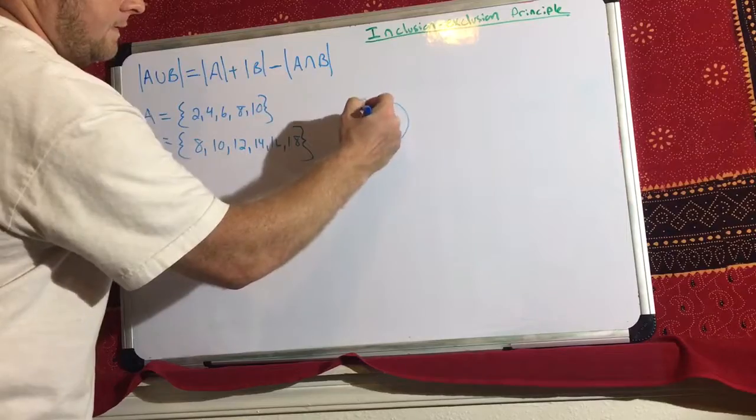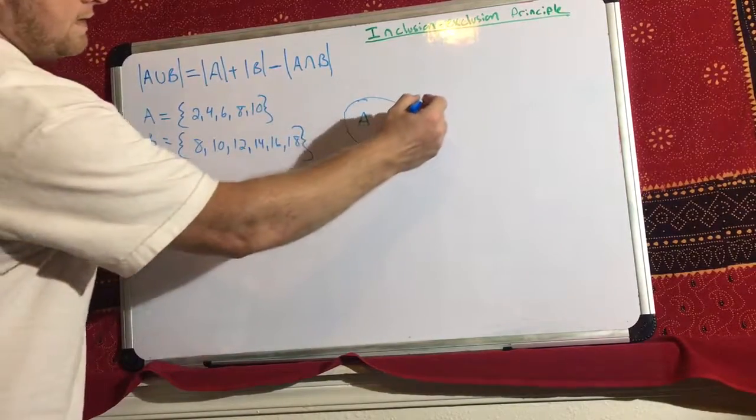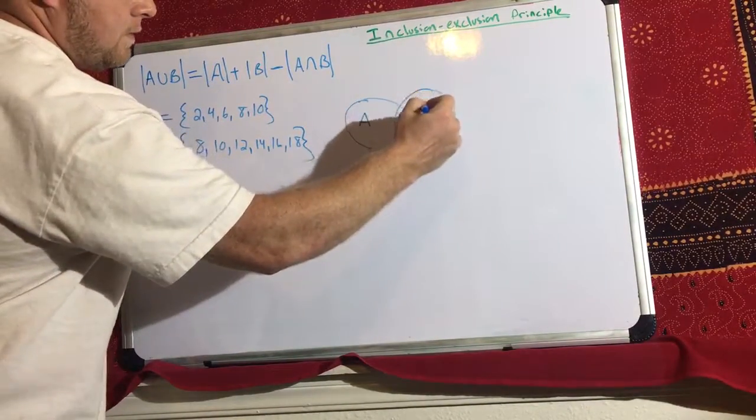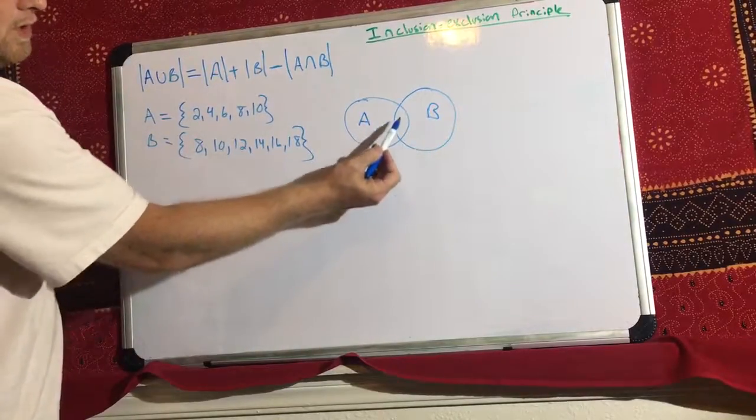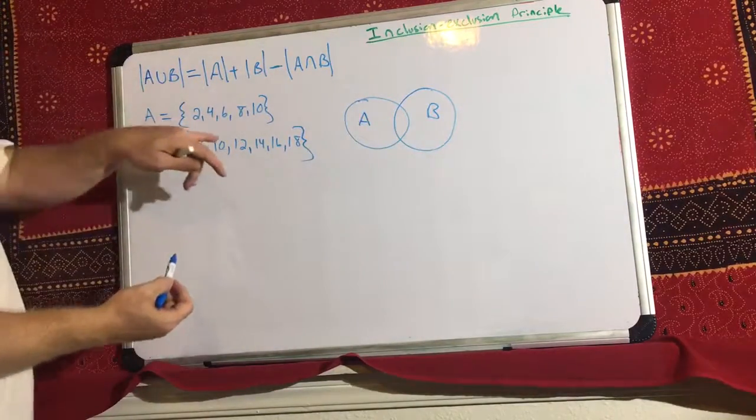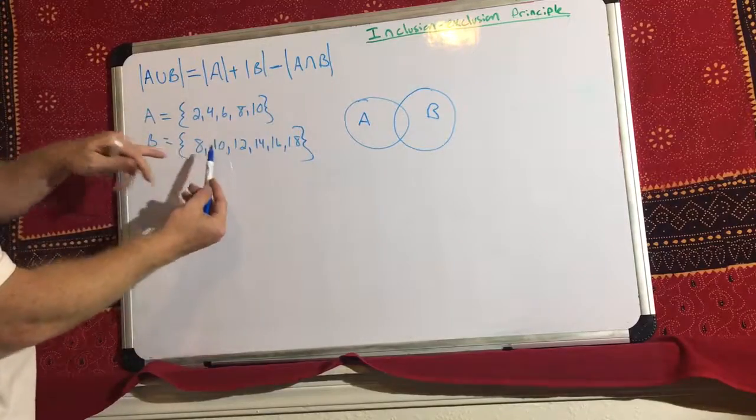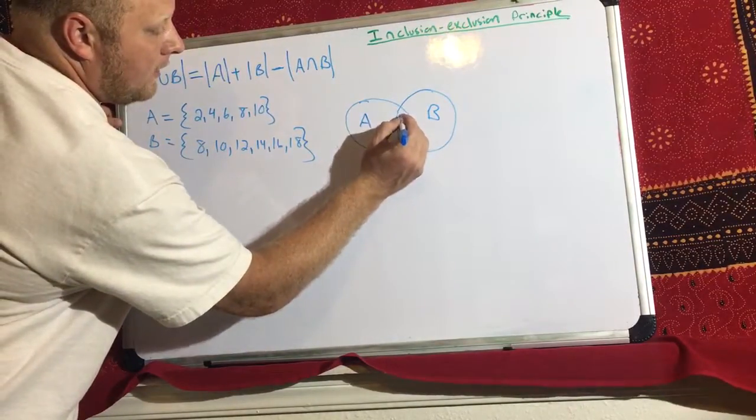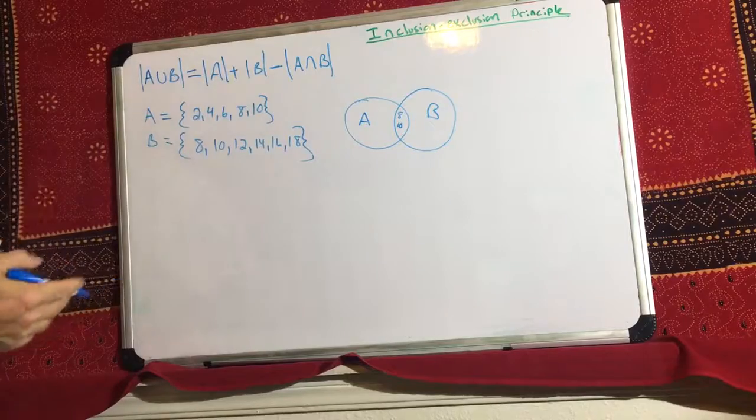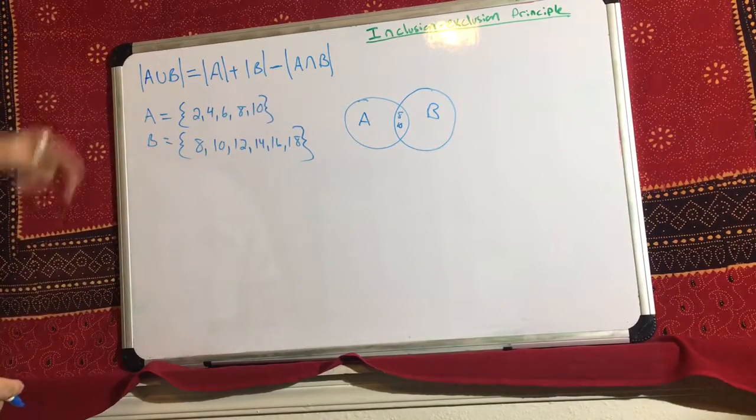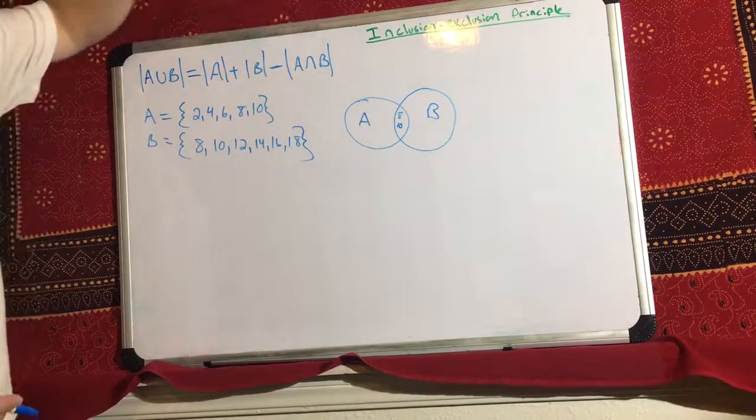We have set A right here. We have set B, which is this, but there's a portion of them that intersect. Which ones? We have 8 and 10 up here, and we have 8 and 10 down here. So the number 8 and the number 10 are actually intersecting. We can't count those twice. That's why we subtract out the intersection once.